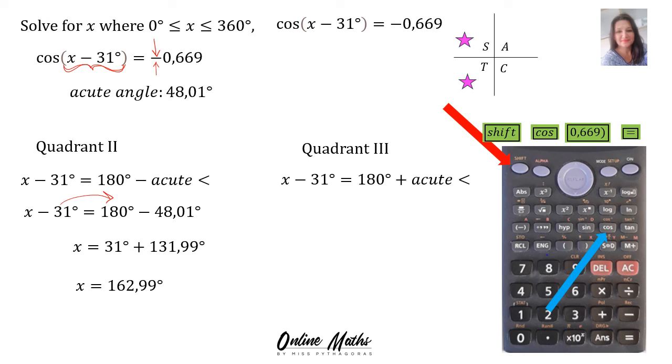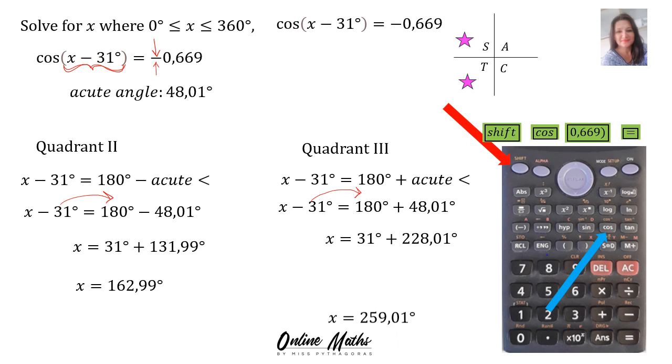In the third quadrant, on the left hand side, there used to be x minus 31. So that's what you write on the left hand side. Equals, and then the third quadrant, the rule is 180 plus the acute angle. And then you add 180 plus 48,01 and it's 228,01. You let the negative 31 walk across, it becomes plus 31. Therefore, final answer, x is 259,01 degrees.